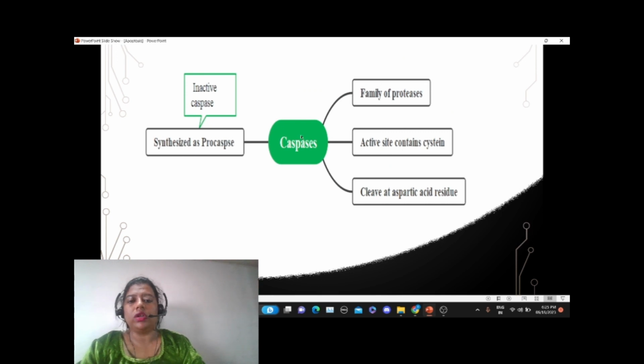Now, as I had mentioned in the features, apoptosis is dependent upon a family of proteins known as caspases. Now, what are caspases? These are a family of proteases. They have cysteine present in their active site, and they cleave their target protein at specific aspartic acid residues. Now, caspases are synthesized as procaspases. Procaspase is nothing but the inactive form of caspase, meaning the caspases are not always present in active form inside the cell. They will be activated only in case of any kind of damage to the cell.